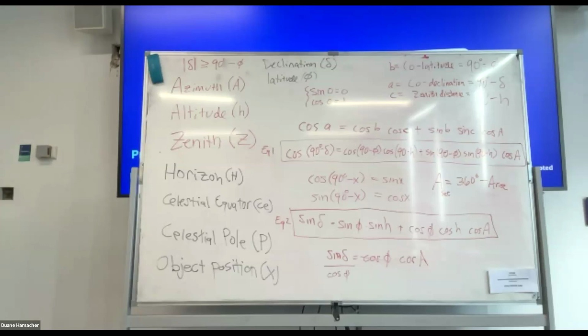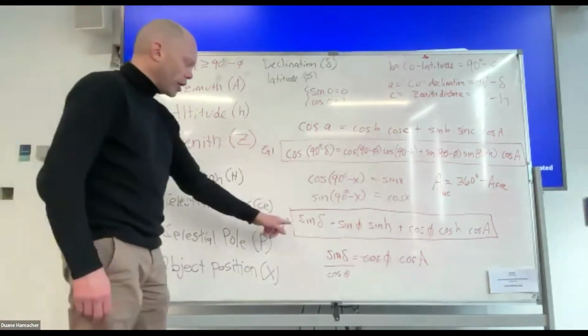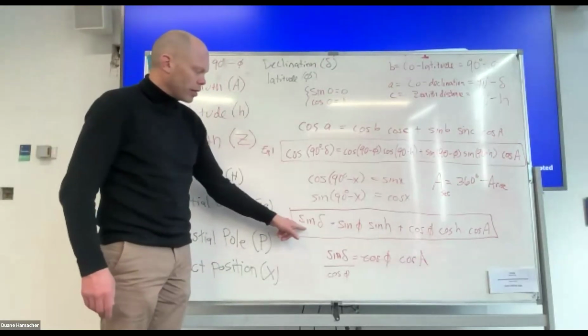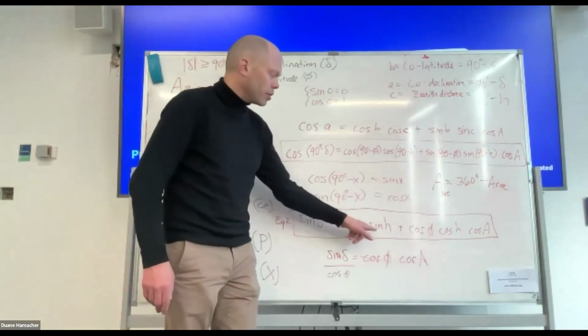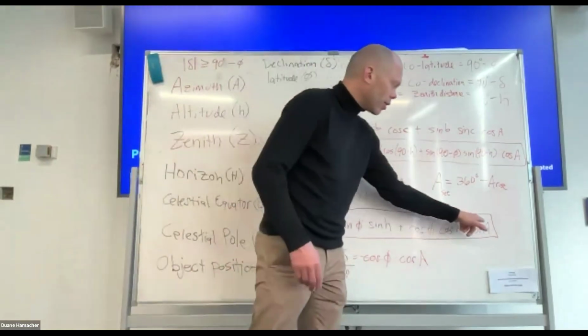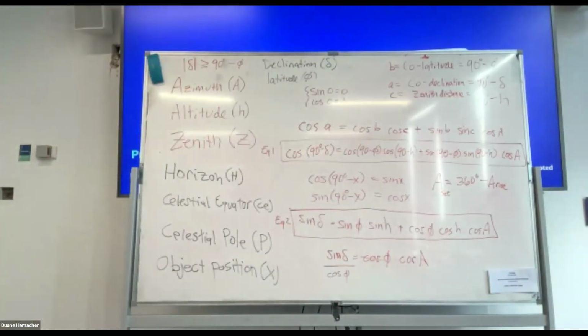Right. So what I want you to do now is utilize this equation that we derived, our final equation that gives us reference to our declination, our latitude, our altitude, and our azimuth. Let's plug that into Excel. Let's create an Excel spreadsheet.